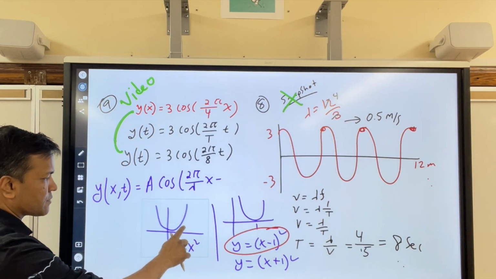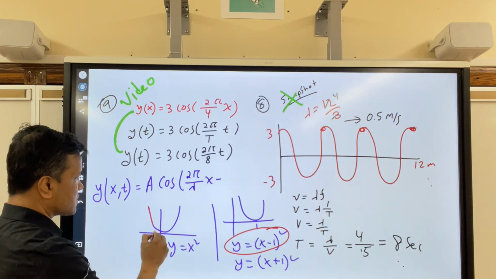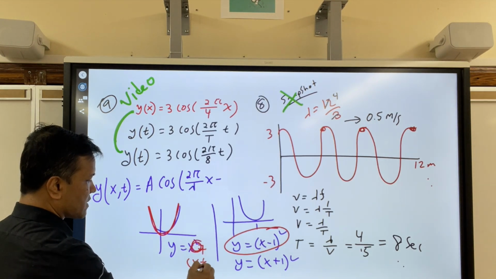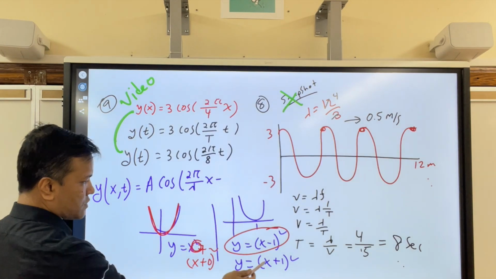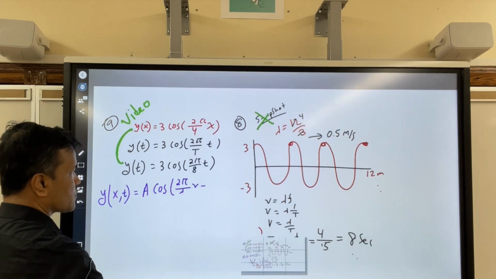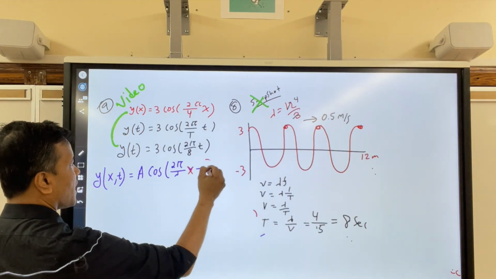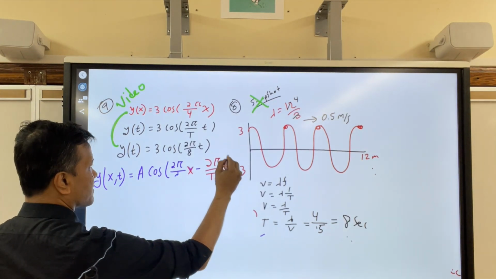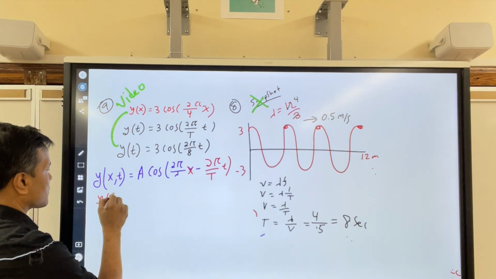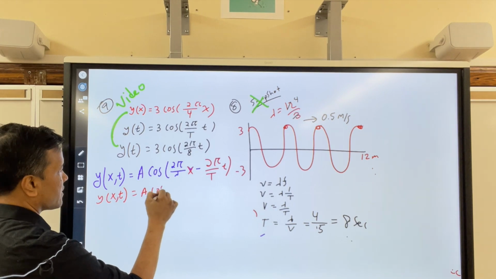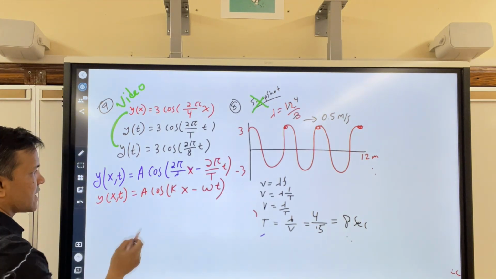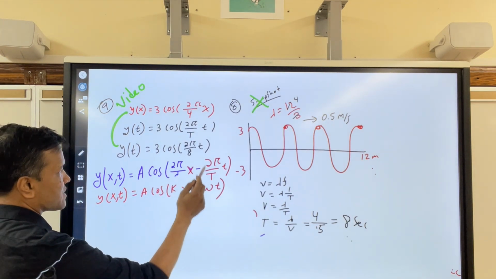So shifting to the right is negative. x squared is x plus 0 squared, right? So shifting to the right is negative. I want to tell you how we can rewrite this equation: y of x comma t equals A cosine of kx minus omega t, where k is 2 pi over lambda and omega is 2 pi over T.